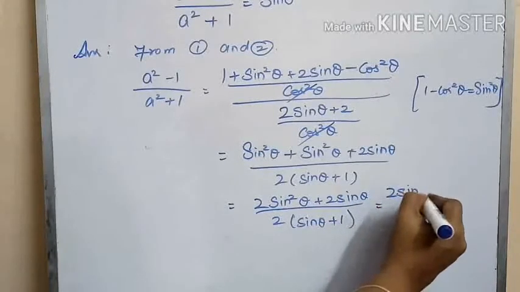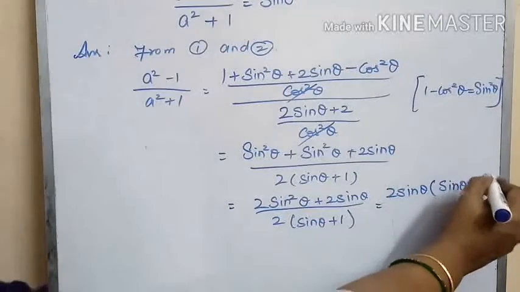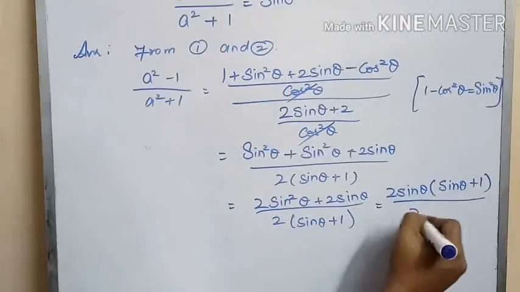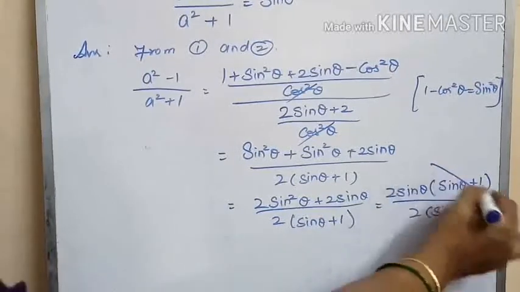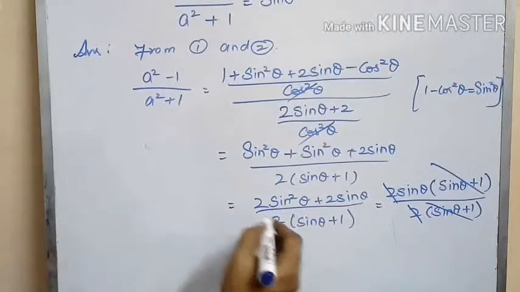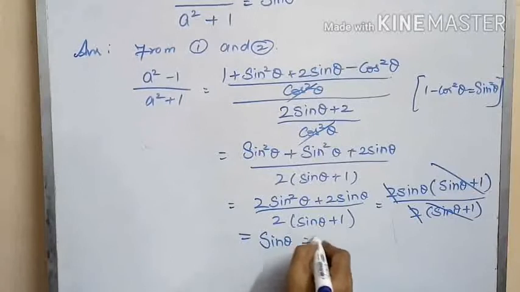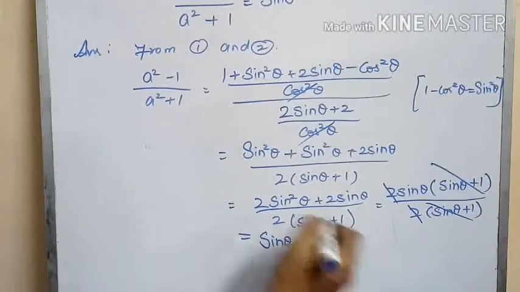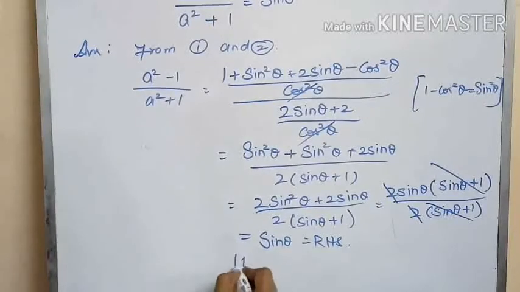In the numerator, let us bring out 2 sin theta. So we have sin theta plus 1 within the brackets, and in the denominator we have 2 into sin theta plus 1. Cancelling 2 and sin theta plus 1 both in numerator and denominator, we have sin theta, which is equal to RHS. Hence we have proved.